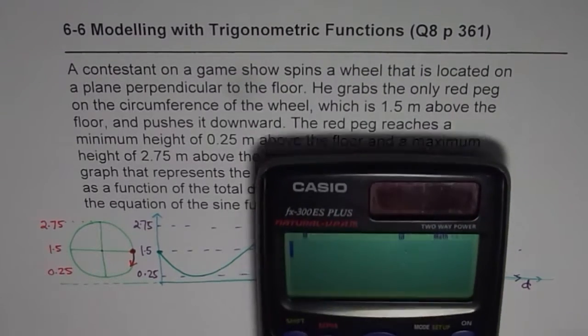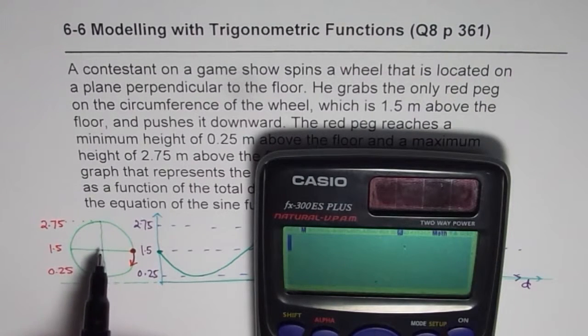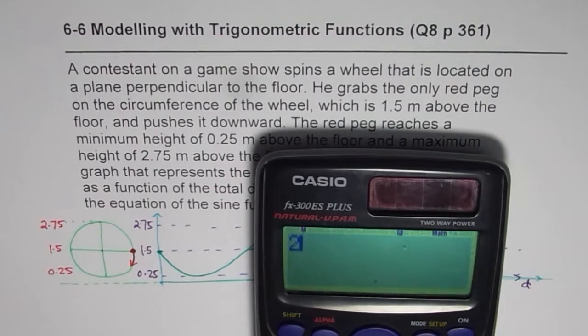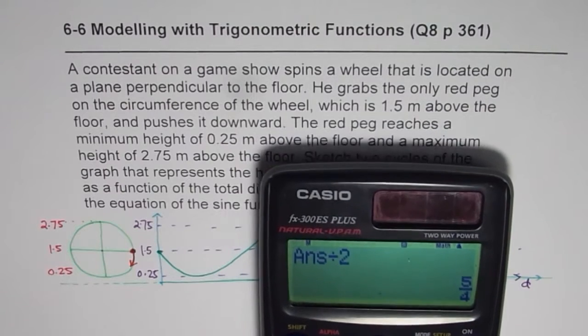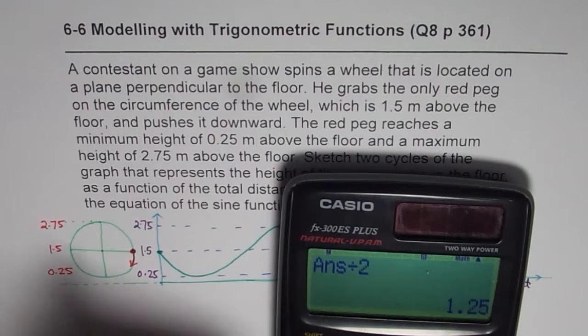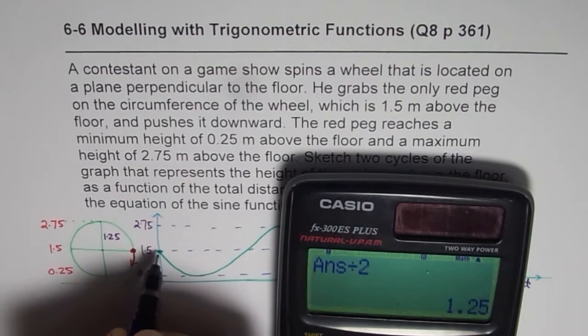So let's find what is the radius. The distance from here to here, the diameter, is 2.75 minus 0.25, and divided by 2 gives us the radius, which is 5/4. So 5/4 is the radius for us. In decimals, I can write this as 1.25. So the radius is 1.25. So that is the amplitude.